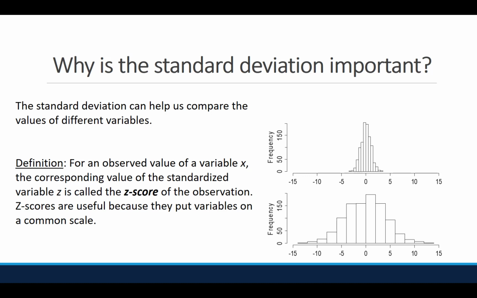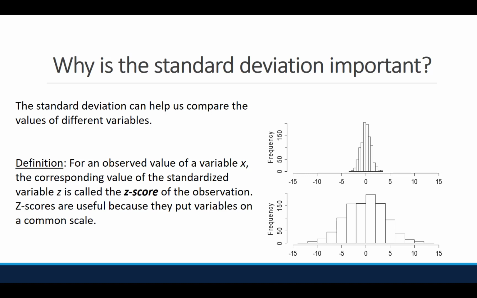For an observed value of a variable x, the corresponding value of the standardized variable z is called the z-score of the observation. Z-scores are useful because they put variables on a common scale. A negative z-score indicates that the observation is below the mean. A positive z-score indicates that an observation is above the mean. A z-score equal to 0 indicates that the observation is equal to the mean.